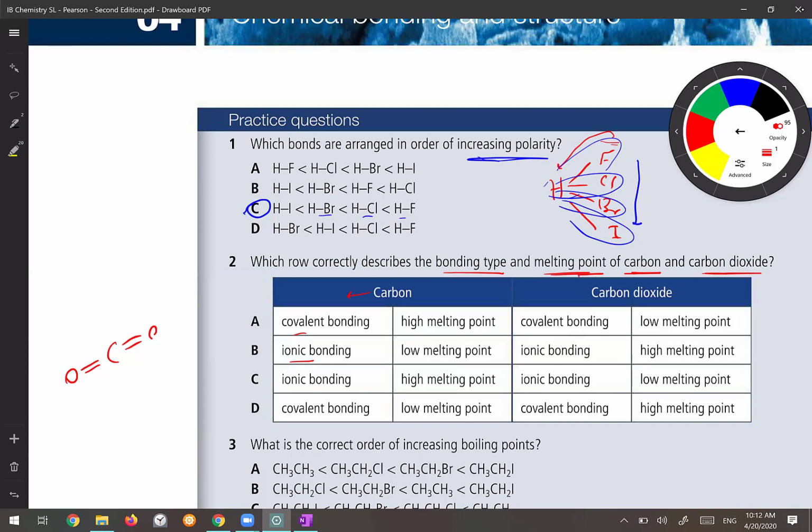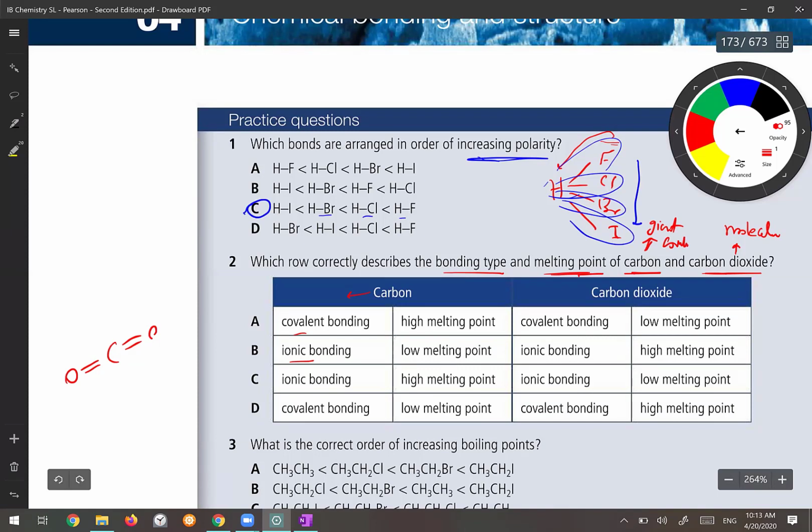The melting point not only depends on the type of bond that you have, but also on the structure. We have two types of structure here. The carbon dioxide is a molecule, so it has a molecular structure. What about the carbon? It has a giant covalent structure. Okay, so this is the giant molecule.